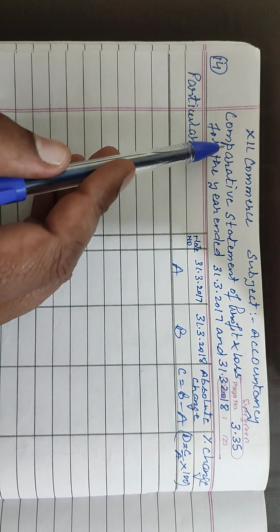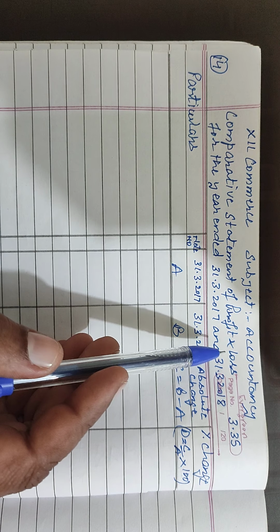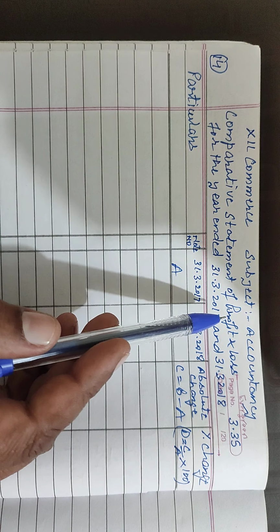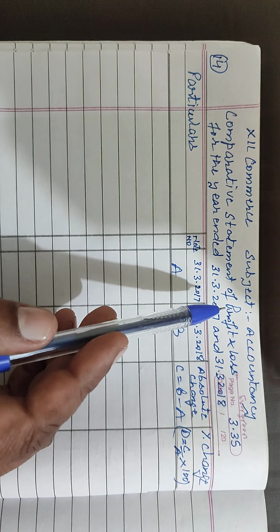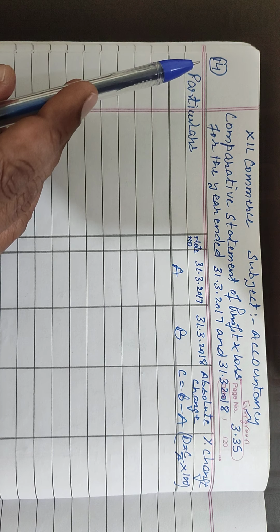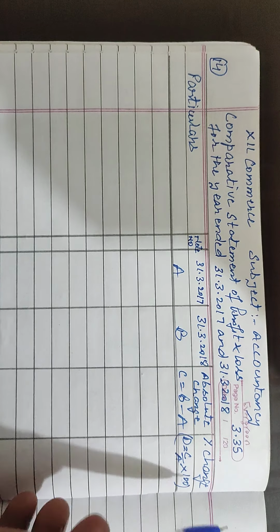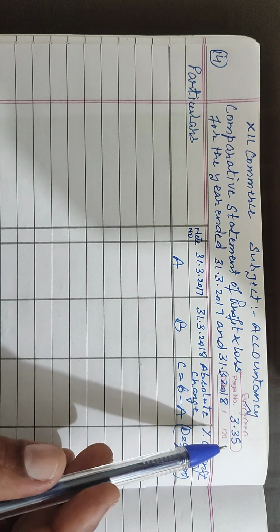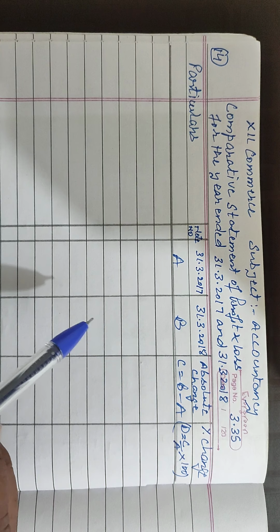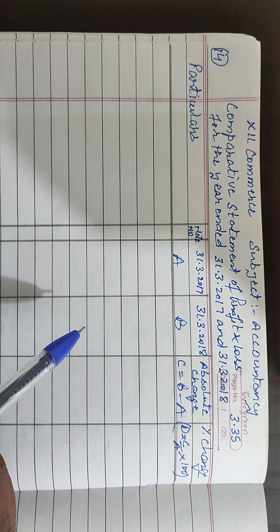Today's topic is comparative statement of profit and loss. This is the second video lecture on this topic. So today we are going to solve question number 14 from T.S. Grewal's book. Open page number 335, and simultaneously I will read the question as well as solve it. So go through the question.